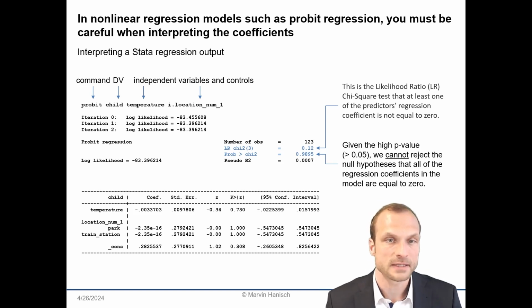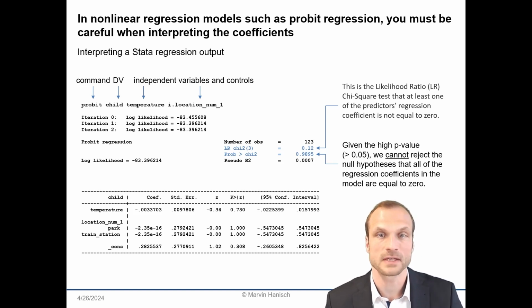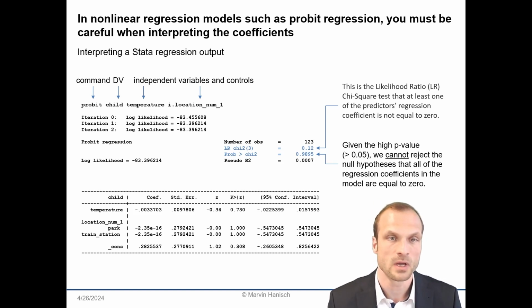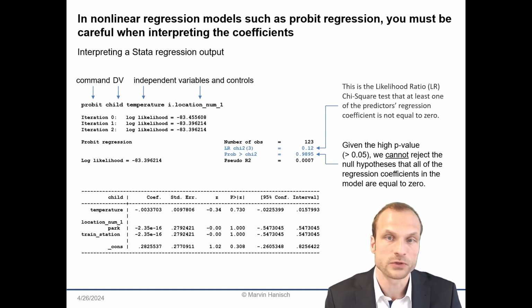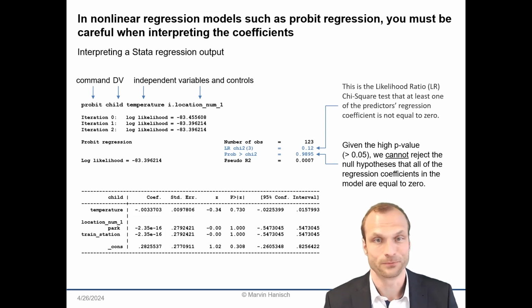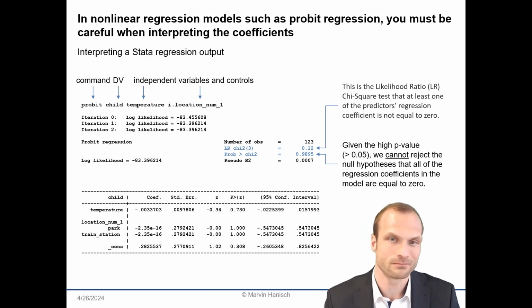Next, we have the test of significance for this likelihood ratio. Given that in this case we have a very high p-value, we cannot reject the null hypothesis that all of the regression coefficients in our model are equal to 0. What is a high value? Well, typically you take thresholds that are arbitrarily defined of 5 or maybe 10%. But in any case, our value clearly exceeds any threshold.